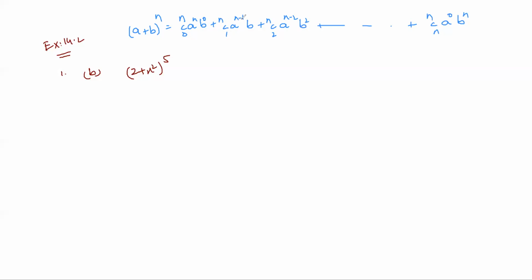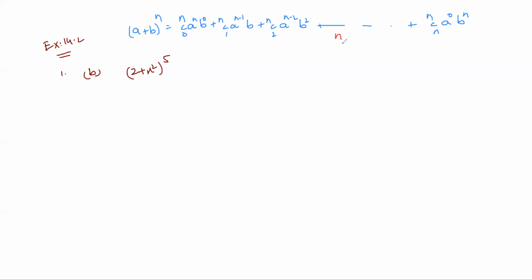This is nC1, the power on a is n minus 1. This is nC2, the power on a is n minus 2. And one more thing, the power on b is always this r over here. Like this is nC0, the power on b is 0. This is nC2, the power on b is 2. That is why we have a general term that will be coming in maybe tomorrow or day after that.